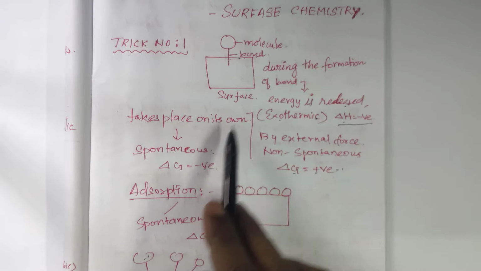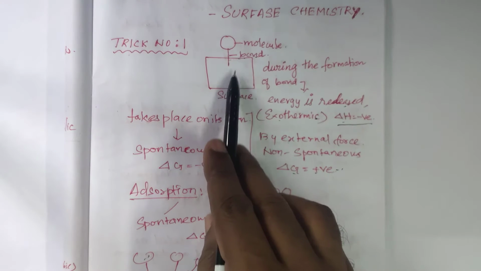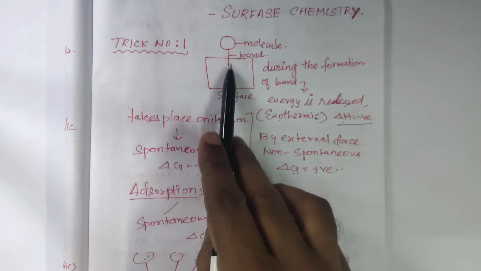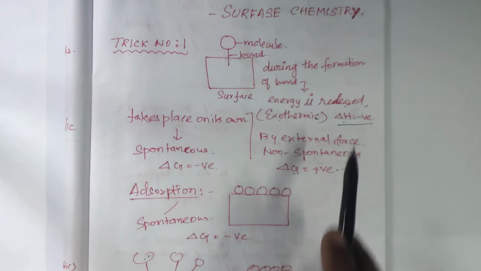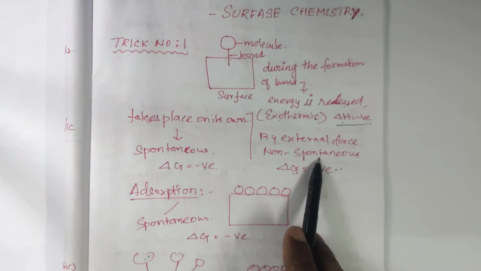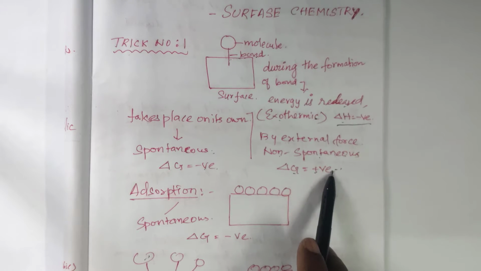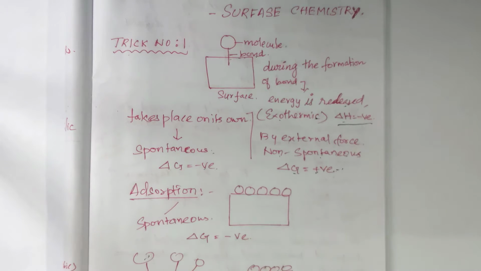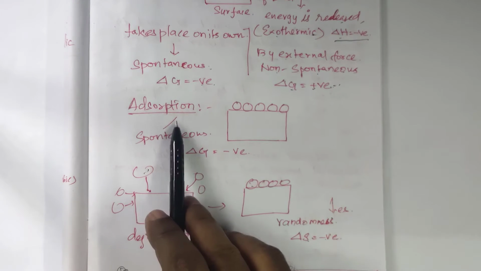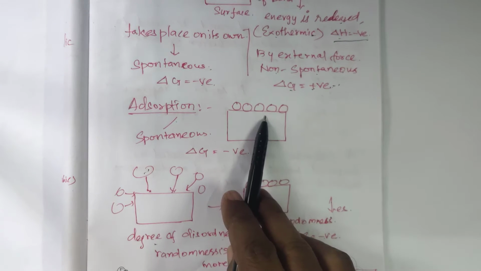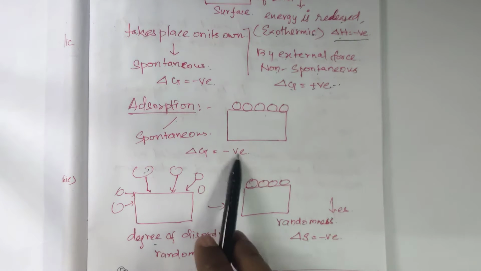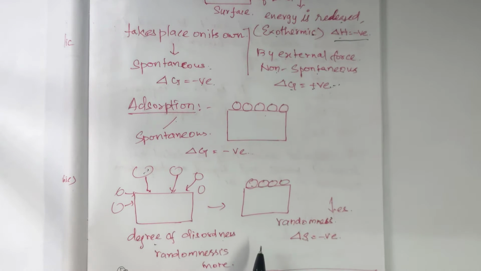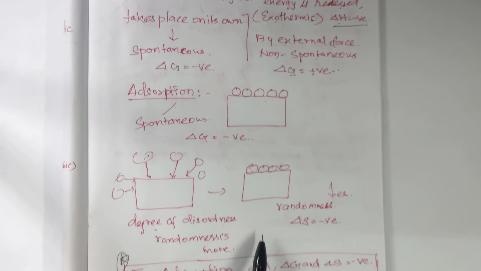Suppose an external force is applied to make that adsorption happen, then this process is non-spontaneous and delta G is positive. In general, adsorption is a spontaneous process. Therefore, the delta G is negative. And we can move on to that.